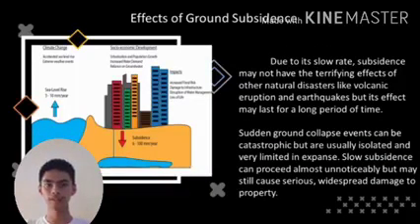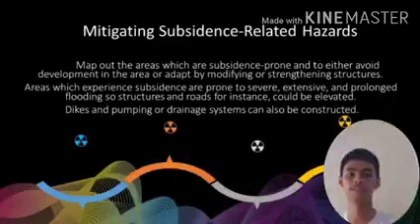Due to its slow rate, subsidence may not have the terrifying effects of other natural disasters like volcanic eruptions and earthquakes, but its effect may last for a long period of time. Sudden ground collapse events can be catastrophic, but are usually isolated and very limited in expanse. Slow subsidence can proceed almost unnoticeably, but may still cause serious widespread damage to property.